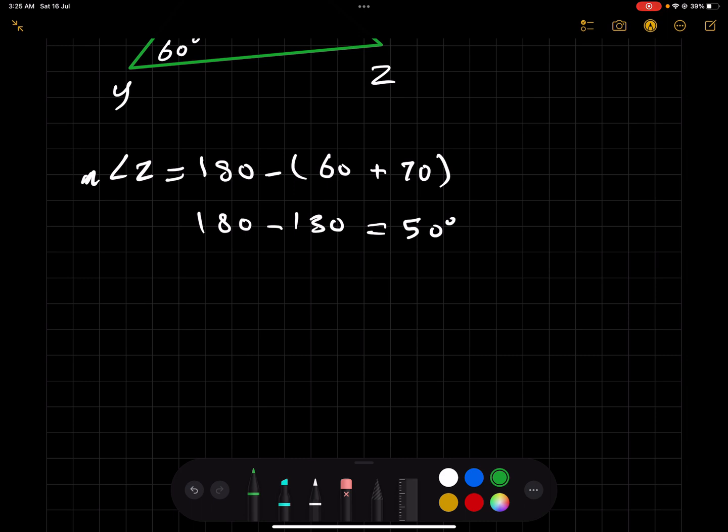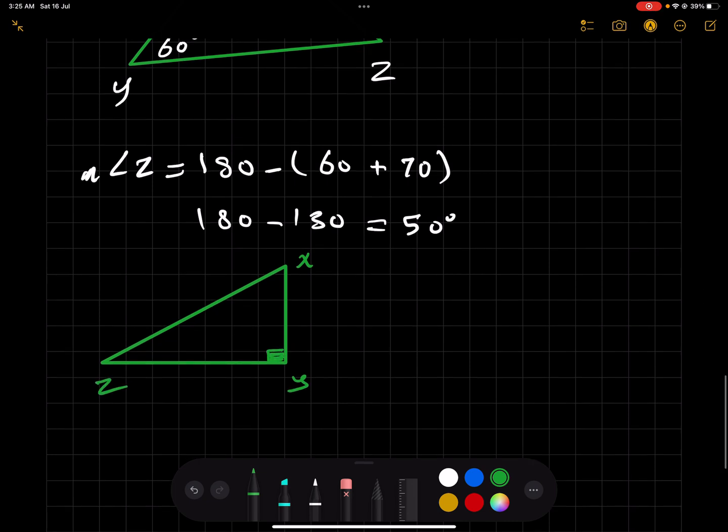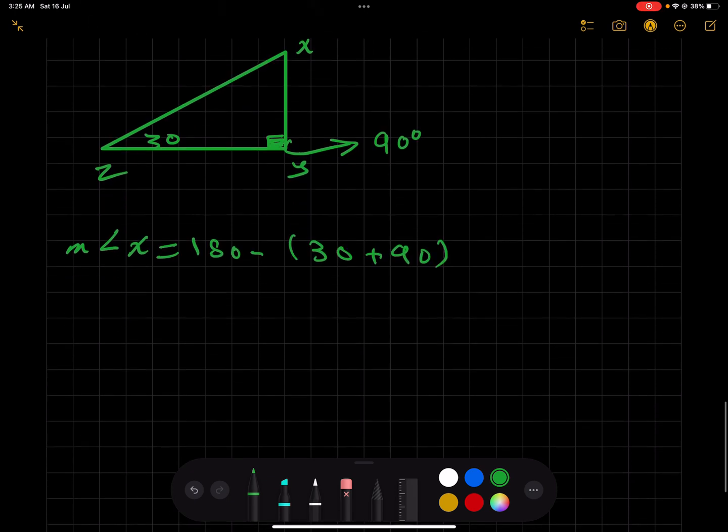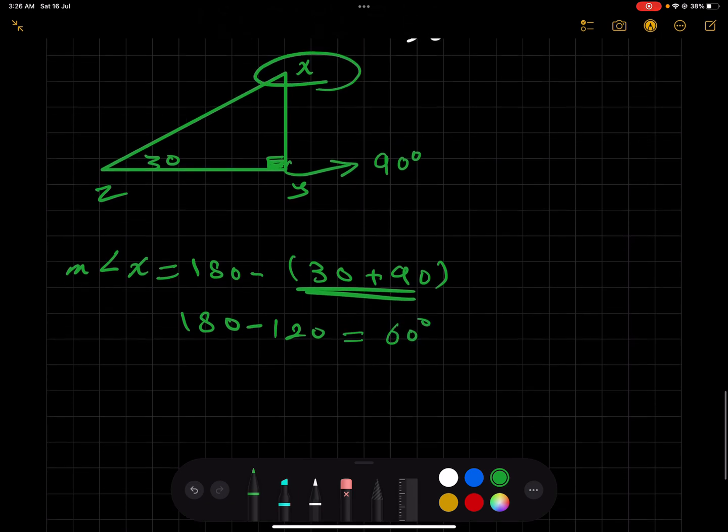So let me give you another example. If we get something like this, let me remind you, we got two angles. The first angle, Z, equals 30, and the next one, which is drawn with the square, is a right angle. It's going to be 90. You have to remember it. So if you want to get the measure of angle X, it will be 180 minus 30 plus 90, so it's going to be 180 minus the sum of 30 plus 90, it will be 120, so it's going to be 60. So the measure of angle X equals 60.